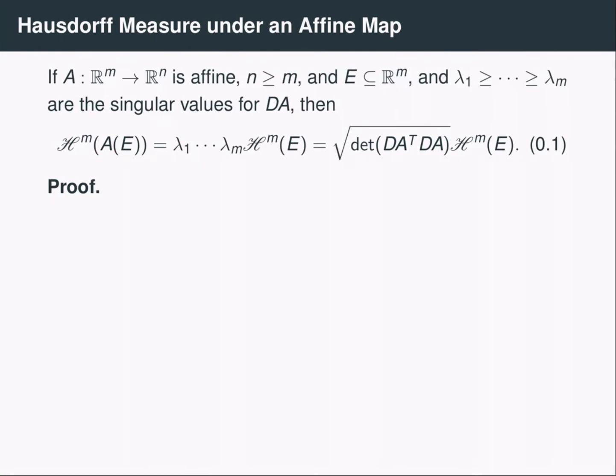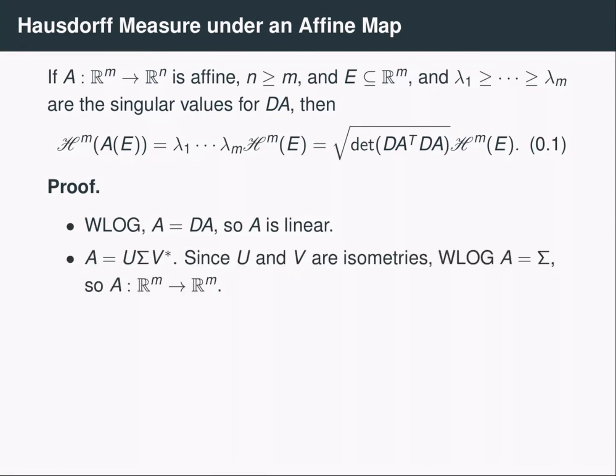So let's go through the proof. First of all, notice that translations don't affect the Hausdorff measure of a set. So without loss of generality, we can subtract the value of A at 0 from A, and then we'll get a linear map that equals its derivative. By the singular value decomposition, we can decompose A into a product of an orthogonal transformation, a diagonal matrix, and another orthogonal transformation. Since orthogonal transformations are isometries, they're 1-Lipschitz, which means they don't change Hausdorff measure, so all the change in Hausdorff measure occurs in the diagonal matrix. So without loss of generality, we'll assume that A is equal to the diagonal matrix.